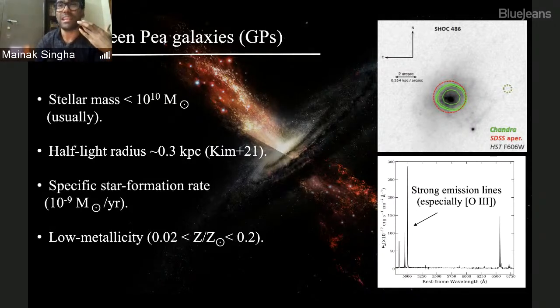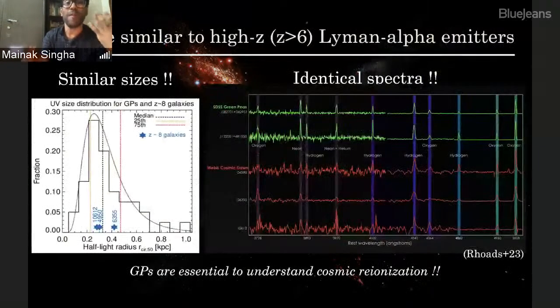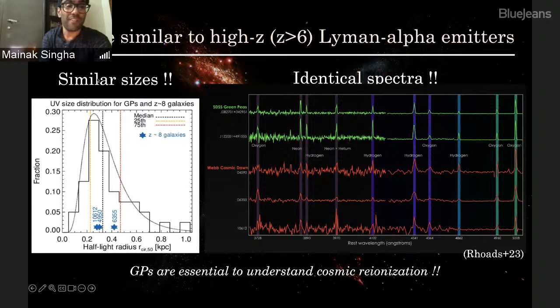But these galaxies are incredibly important to understand the reionization of the universe, because they share so many similarities with high-redshift Lyman alpha emitters. Their compact sizes are very similar to what you find at redshift 8 and 9. Recent studies by Rose et al. found that the half-light radii of these green peas are exactly similar to what you find at the epoch of reionization of the universe.